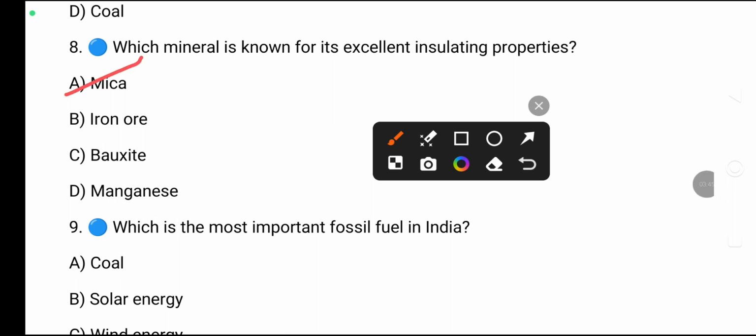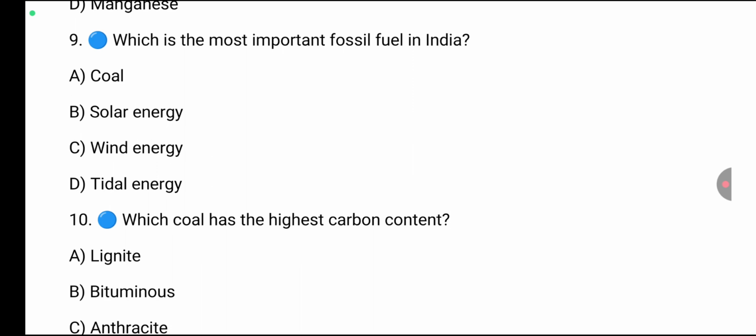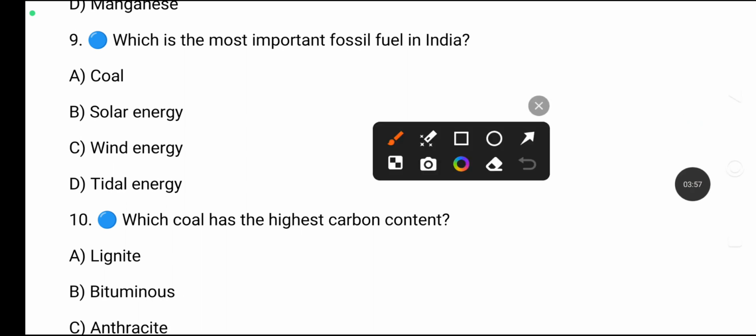Now moving on to question number 9. Which is the most important fossil fuel in India? Options are given: coal, solar energy, wind energy, tidal energy. Answer will be A, that is coal. Coal is a fossil fuel.